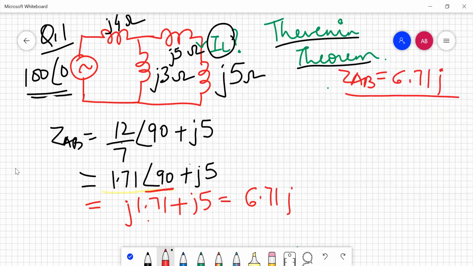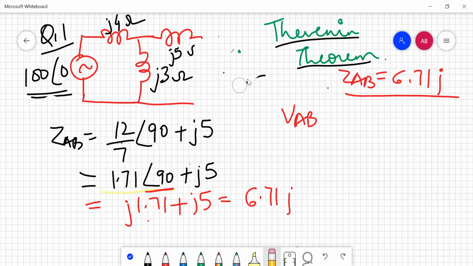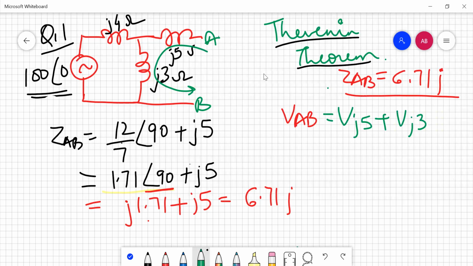Now the next thing that I have to calculate is my VAB. As I have told you earlier also, after removing your load resistance, you have to move your pen from A to B point to know the value of your VThevenin. So when you move your points from A to B, you will find that VAB will be equal to the voltage drop across the J5 and the voltage drop across the J3 ohm impedance. If you check here, from this 100 volts battery, there will be no current flowing in this J5 because this is open.